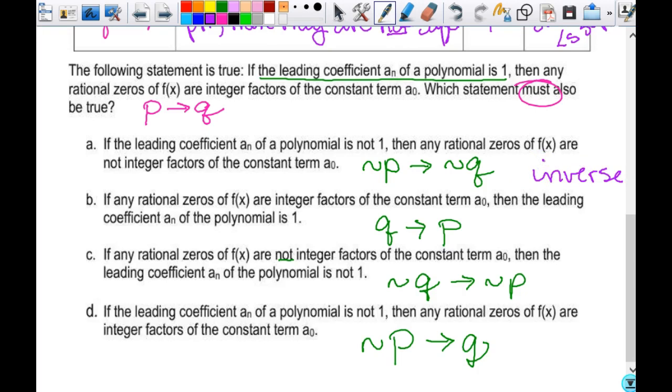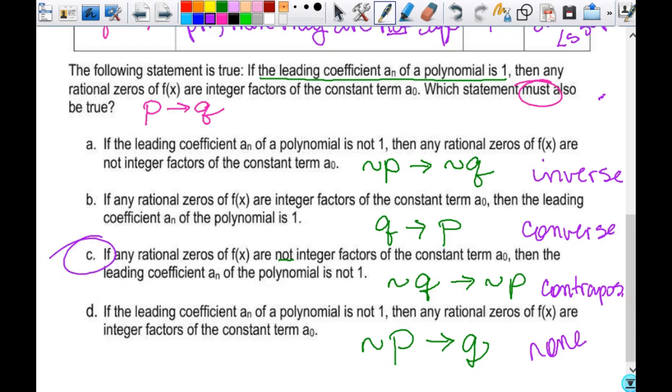And then if I do if Q, then P, what's this? Converse. If I do if not Q, then not P, what's this? Contrapositive. And then what is this one? Nothing. It doesn't even make any sense, right? So if I know that this one is true, what's my answer? Which one has to be true? C, because it's the contrapositive.